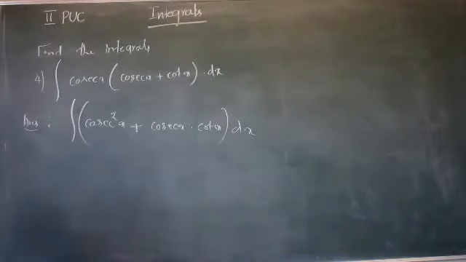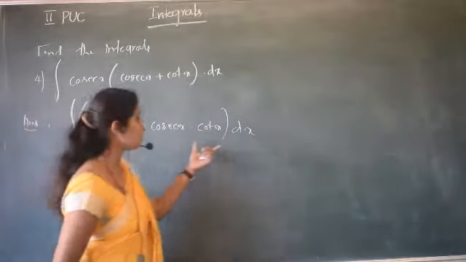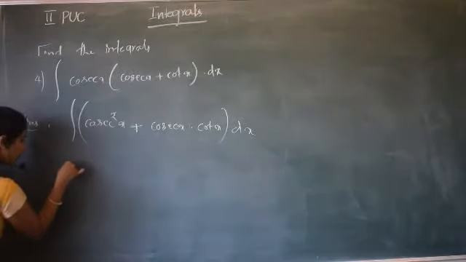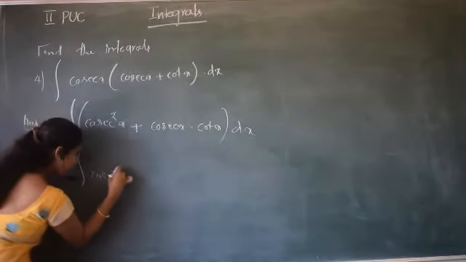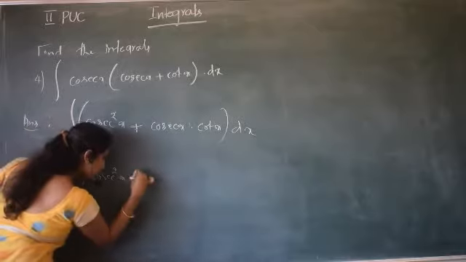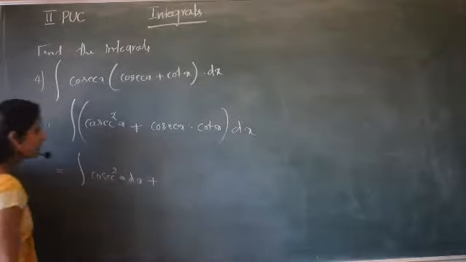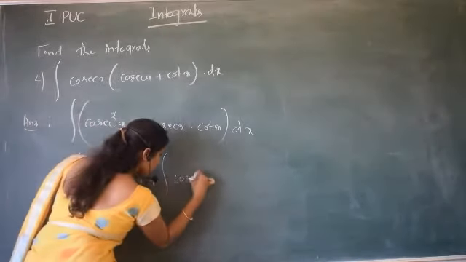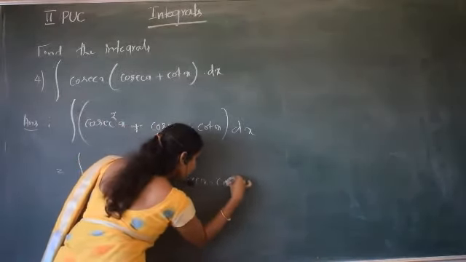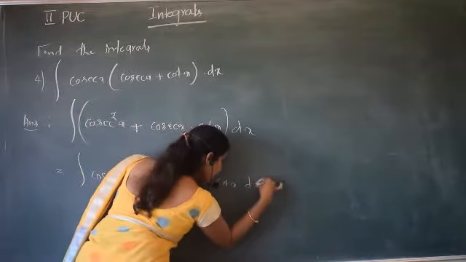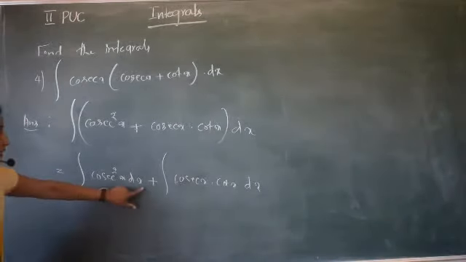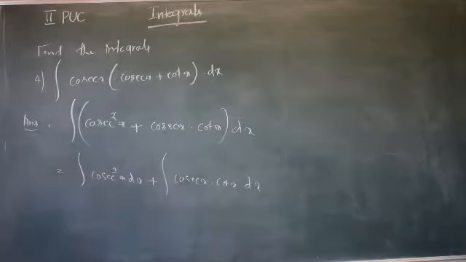Now we can split this. This is one function plus one more, the integral of two functions. So this will be equal to the integral of cosec square x dx plus the integral of cosec x into cot x dx. So what is the integral of cosec square x dx?